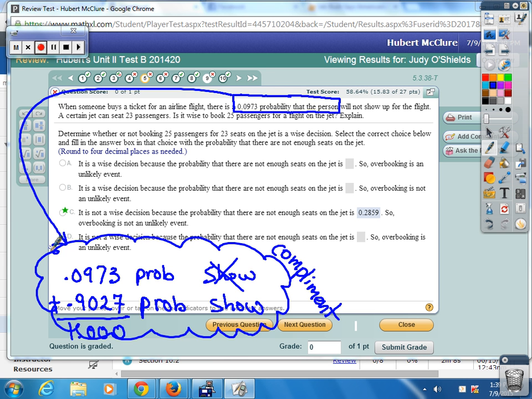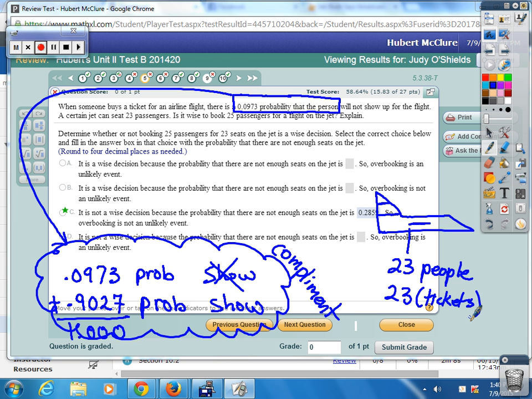Now, a certain jet can seat 23 passengers. So we got a jet here. All right? And it can seat 23 people. So that means the airline is going to sell 23 what? Okay. Is it wise to book 25 passengers?